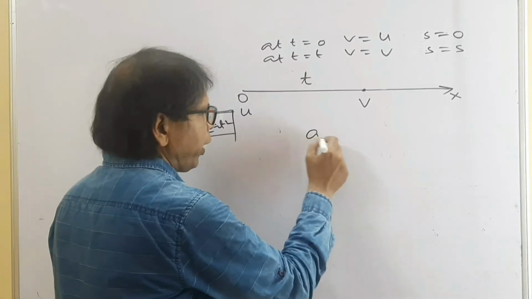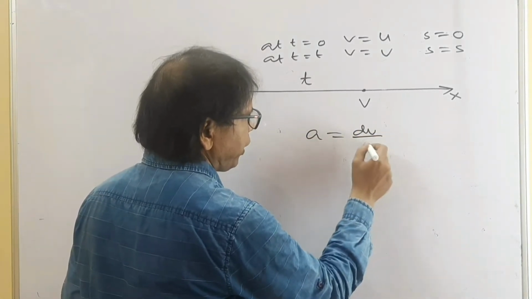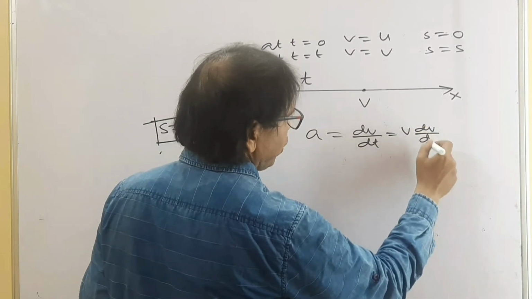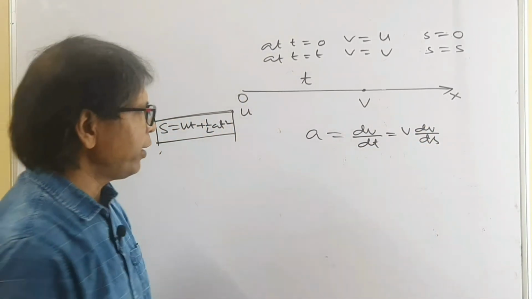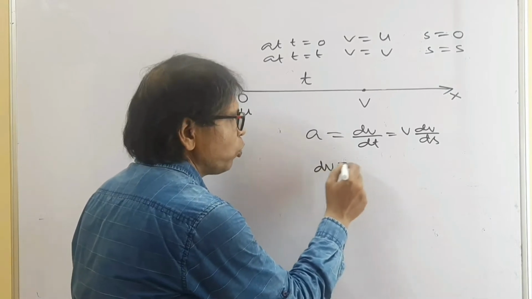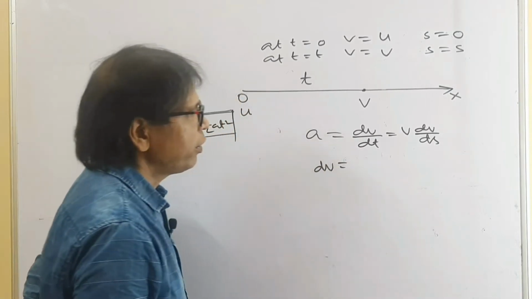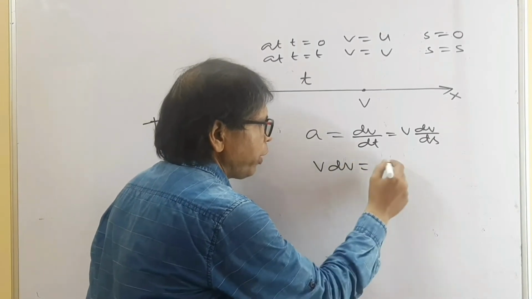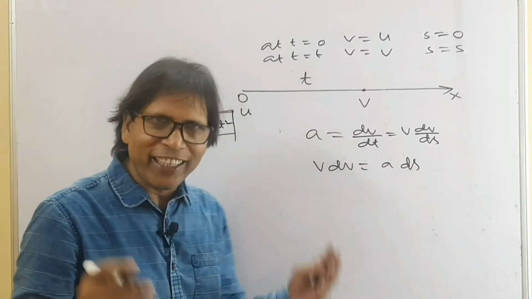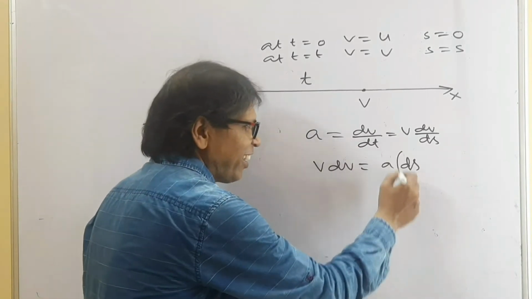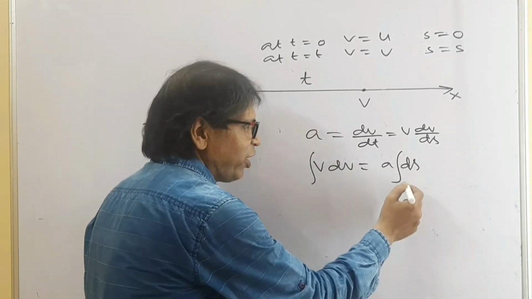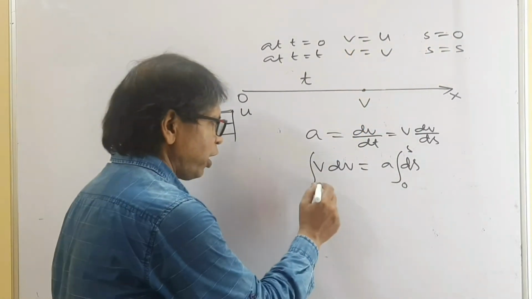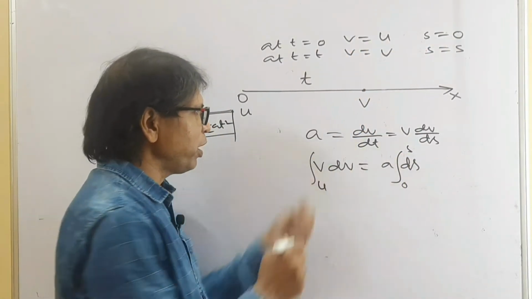Now v square equals u square plus 2as. Look at this, we know acceleration equals dv by dt, and this becomes v dv by ds. So here v dv equals a ds. Now integrating, the integration is from s equals 0 to s. When s is 0, v equals u. When s equals s, v equals v.